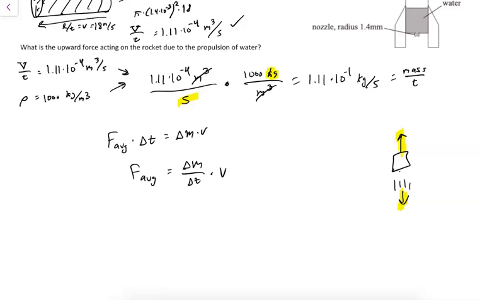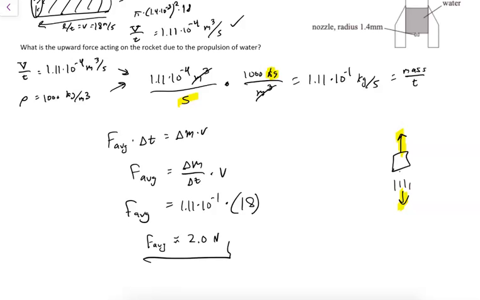So I have my mass per unit time, that's 1.11 times 10 to the negative 1 kilograms per second, multiplied by the velocity, which is still 18 because that is the velocity of the water being ejected. And that should equal our F average. And if we do that, that's times 18, and I get around 2.0 newtons. And this is the force that's going to be acting on our rocket.